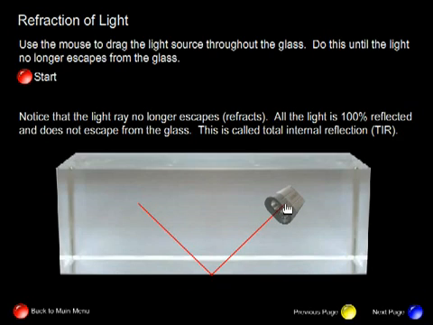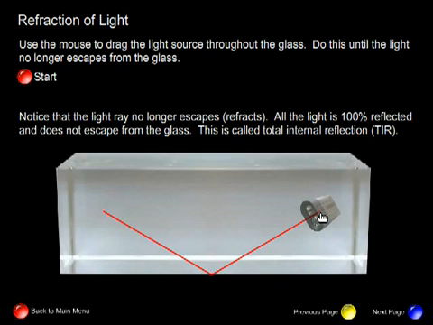Notice at this point that all the light is 100% reflected. If we increase this angle, it's still 100% reflected. This glass surface acts like a mirror. When all the light is 100% reflected, we call this total internal reflection. This is an important concept for you to understand in regards to diamonds.